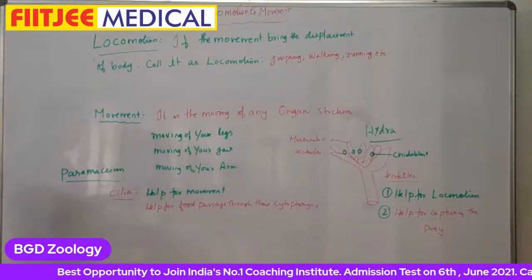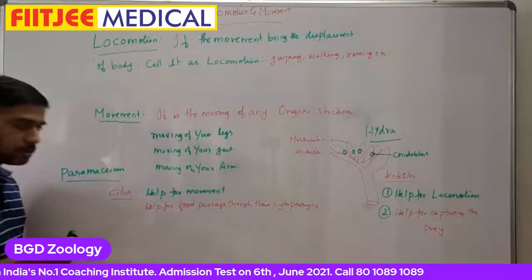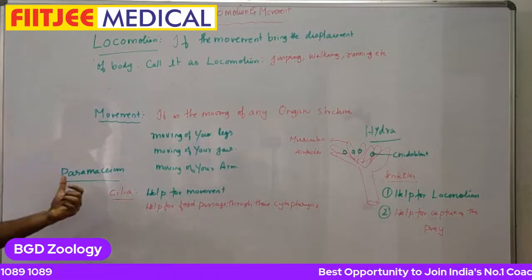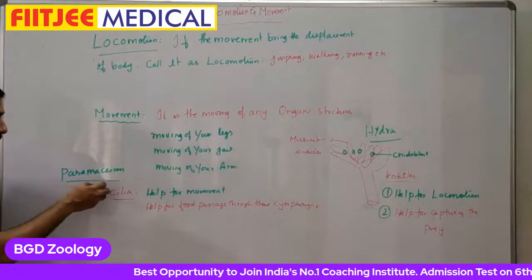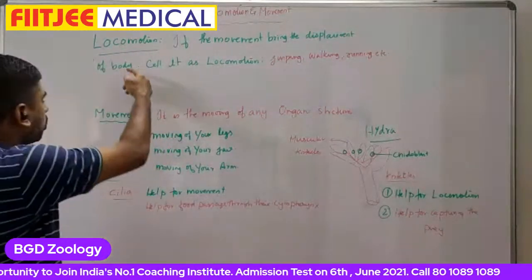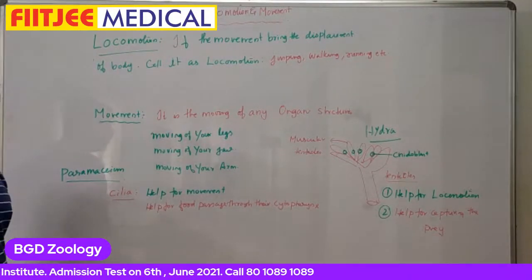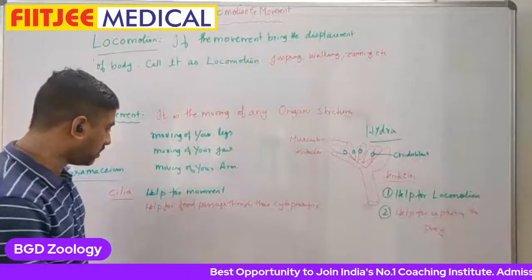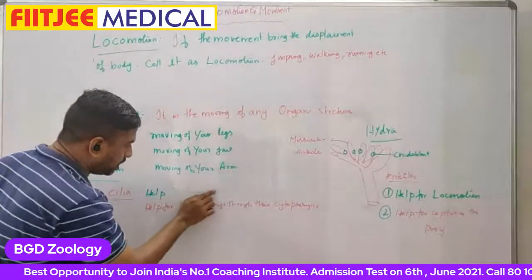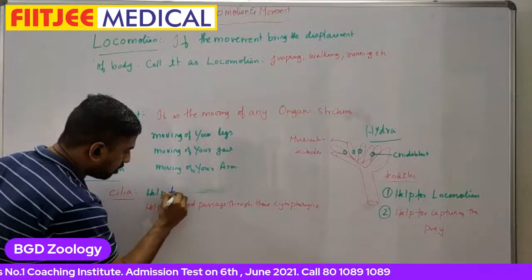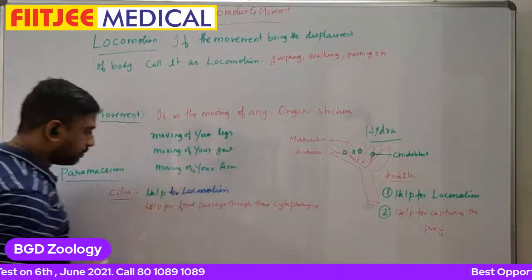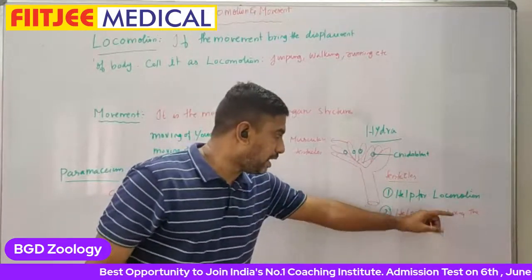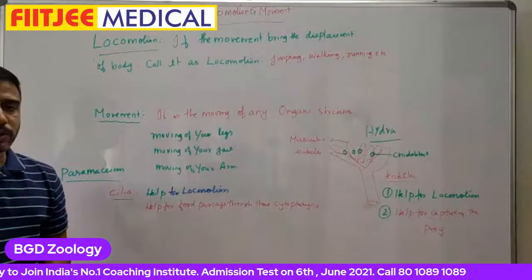In this part, what we have seen: first of all, we defined locomotion. Second, we defined movement. The third thing, we have defined the structures that can be used for locomotion as well as for movement. With respect to the paramecium, the cilia help for the movement, sorry, it should be understood as locomotion, the better word is locomotion, as well as for the passage of food through the cytopharynx. Here the tentacles help for locomotion and for capturing the prey. I hope it's very clear to everyone, no doubt.